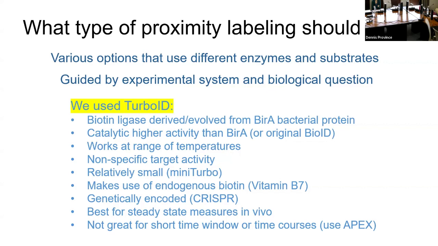But if you wanted to do a really short time window or a time course, that might be hard to do with Turbo, and you'd probably want to use another approach, like probably the second most highly used approach, which is something called Apex. It requires hydrogen peroxide to activate it. So it's not active until the second you want it to be active. And then you just let it do its thing for a very short period of time. Here, we're letting Turbo do things for hours, days even, potentially.